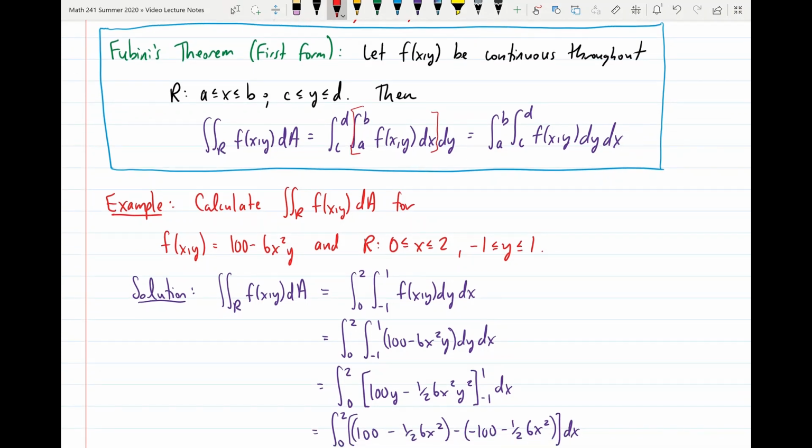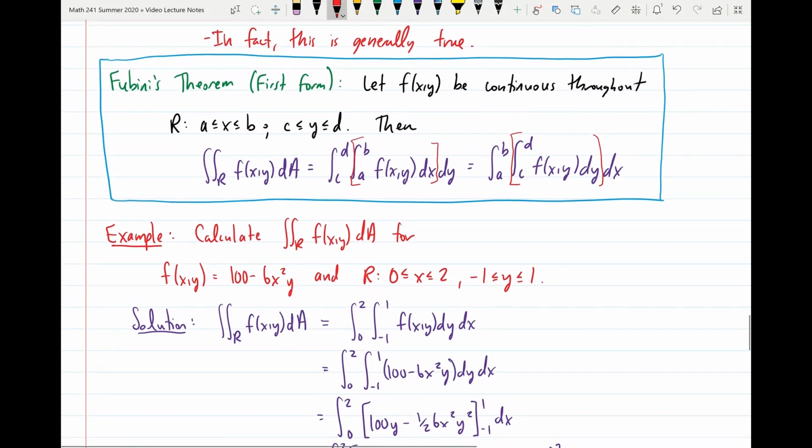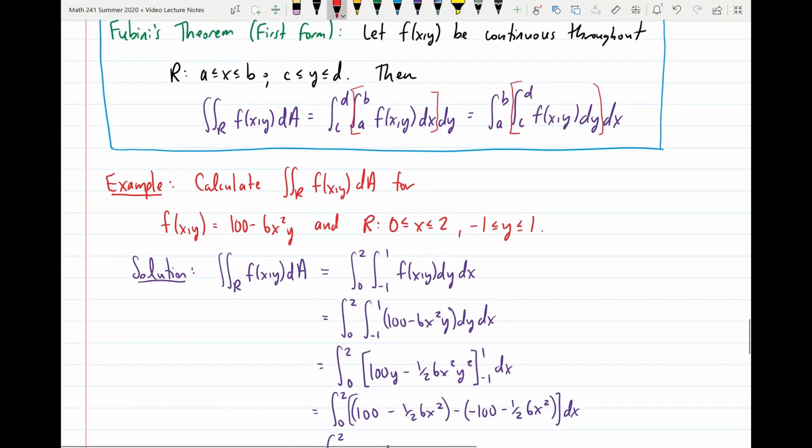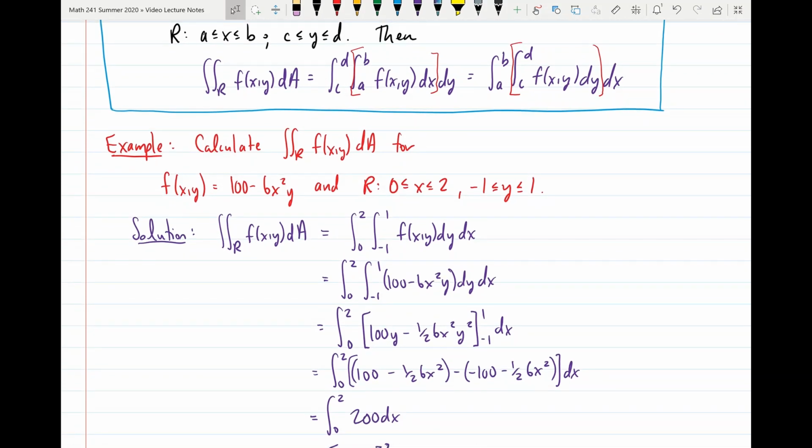And that will also be equal to the same integral where we've reversed the order of integration. So notice that in the second integral, we're taking the integral with respect to y first from c to d, and then taking the integral with respect to x from a to b second. And again, Fubini's theorem tells us that we can do the integral in either order. Either one will be fine. It'll give us the same answer.